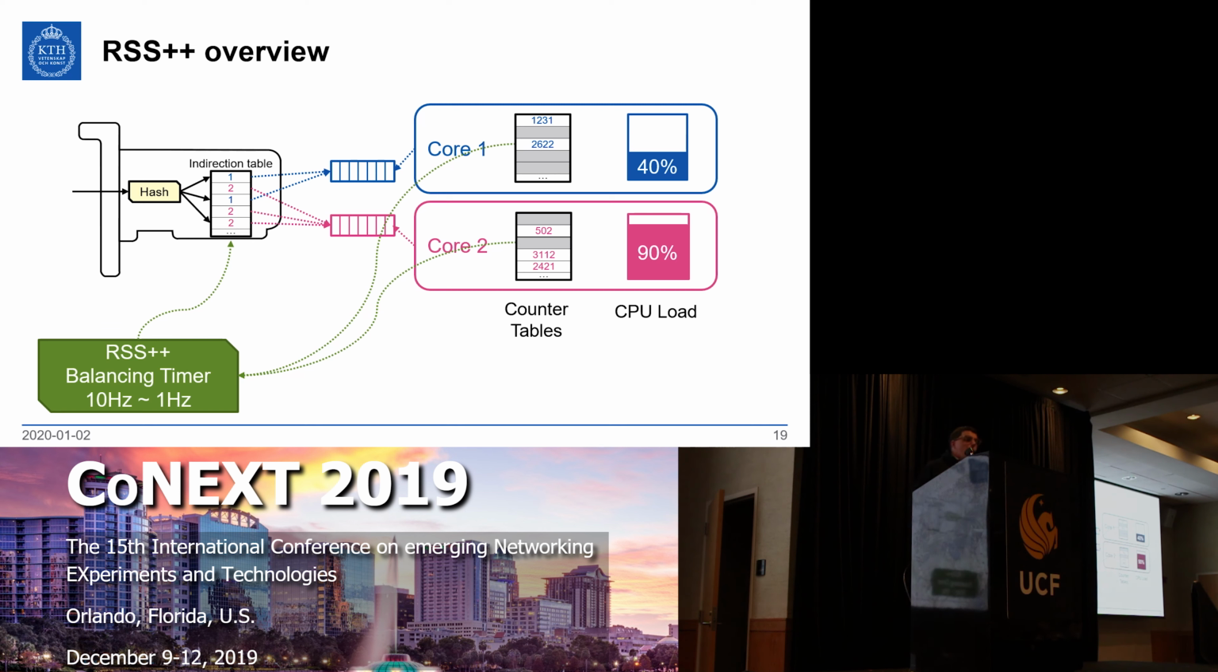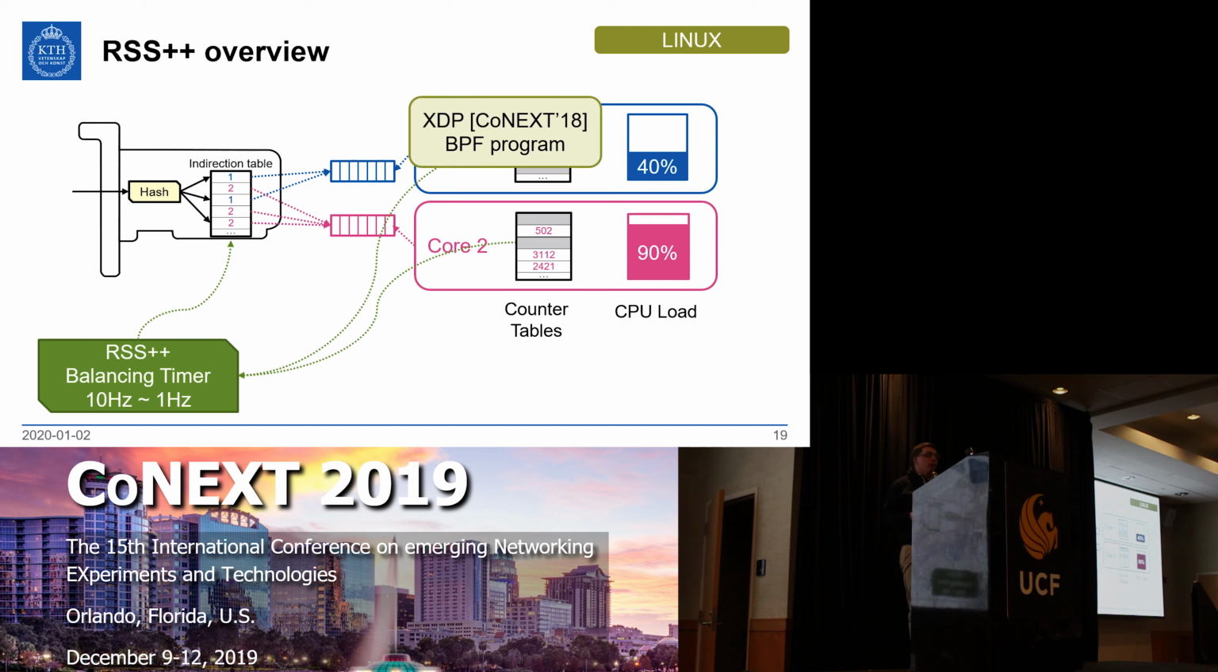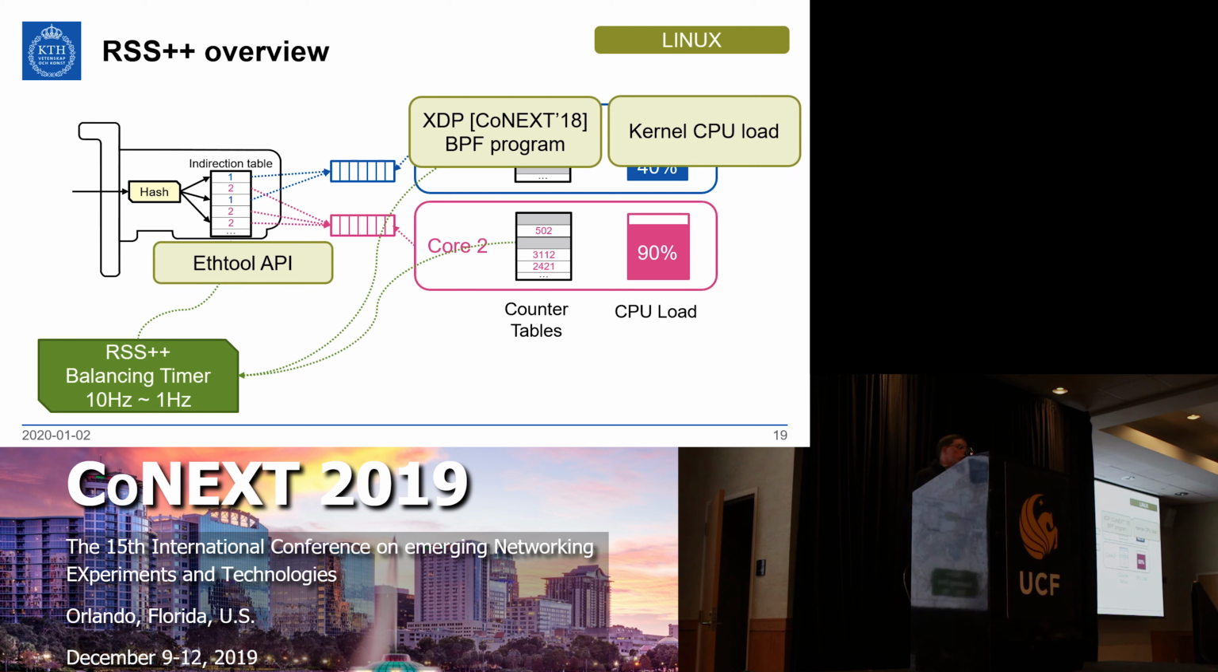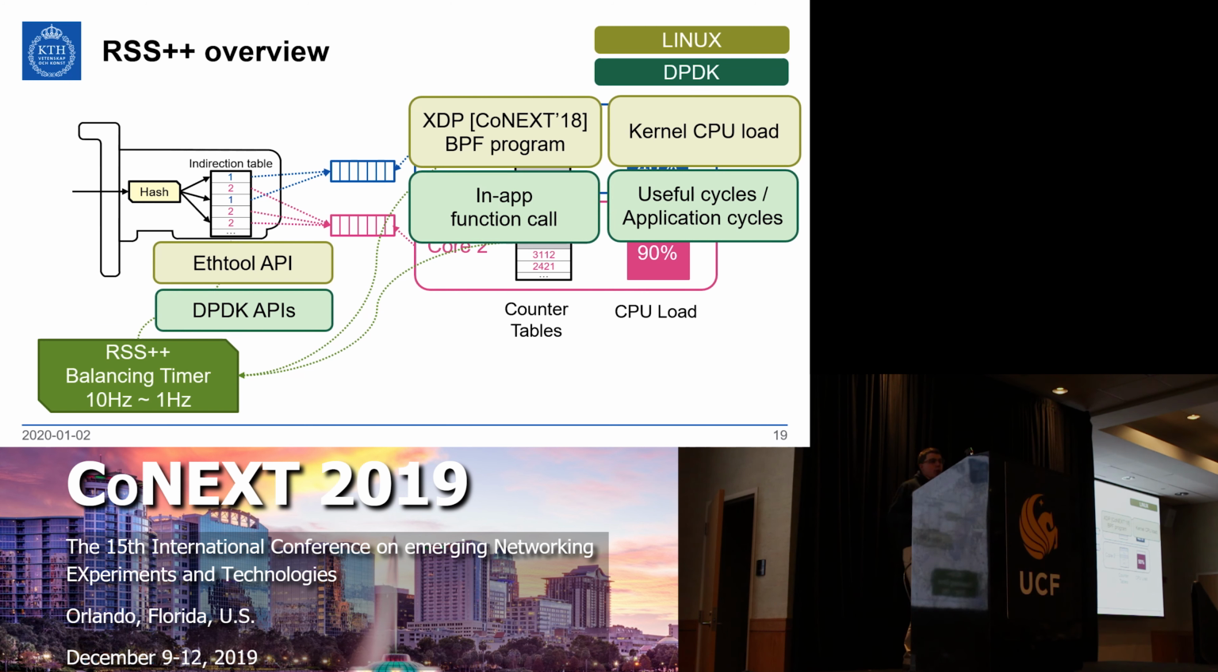And then we can rewrite the indirection table according to the output of the algorithm. We have two implementations of RSS++, one using the Linux kernel. To count the packets, we use an eBPF program compiled and inserted directly in the running kernel using the Express Data Path, presented at a great conference last year. And for the CPU load, we use the kernel CPU load, as you know it from htop, given by the kernel. And then we write the indirection table using the ethtool API.